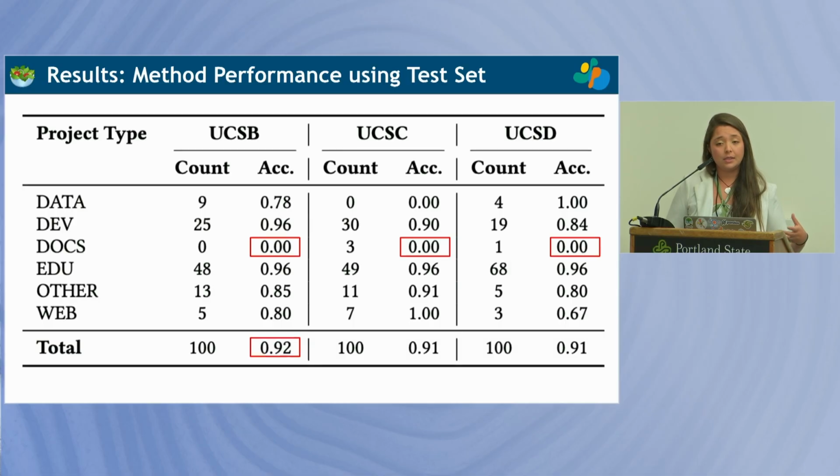I'm reporting the accuracy by project type because it actually varies. For example, the education category is fairly easy to identify. All of the universities have accuracy of around 96%, which is pretty good. Other things like docs are harder. There was actually not a lot of them, only 4 out of the 300 points. And those are very hard to identify, so that one has about 0 accuracy.